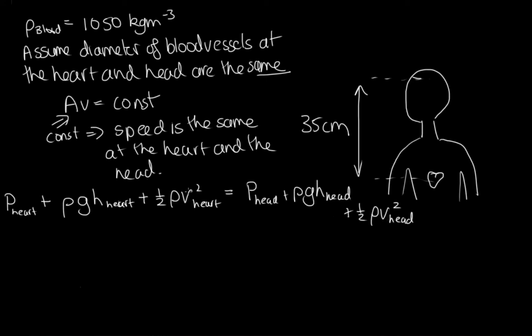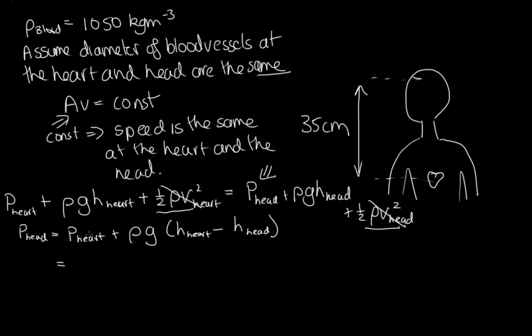So these are the same and the density is not changing. So this term and this term are identical and so they will cancel each other out. So now what we need to do is work out how the pressure changes, and that's going to depend on this height here. So let's rearrange this. What we're trying to do is work out the pressure at the head. So we're trying to find this term. So we've got that the pressure at the head is equal to the pressure at the heart plus the density times gravity times the height at the heart minus the height at the head.